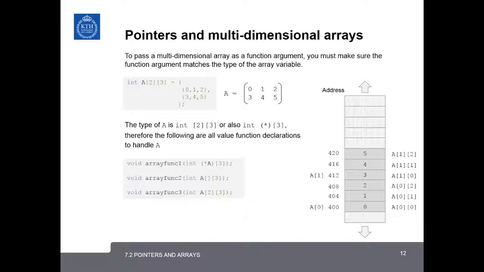It's important to remember that to pass a multidimensional array as a function argument, you must make sure that the function argument matches the type of the variable that you declared for the array. For example, here we declare an array of dimension 2 by 3, initialized with values 0, 1, 2, and 3, 4, 5. The type of A is a 2 by 3 two-dimensional array, or also an array of 3-element one-dimensional arrays, and therefore the following are all valid function declarations to handle this input data type A. The one that is most obvious is to use int A[2][3]. But you can also use these first two, which do not specify the number of elements in the first dimension, but only specify the size of the 3-element second-dimension array.